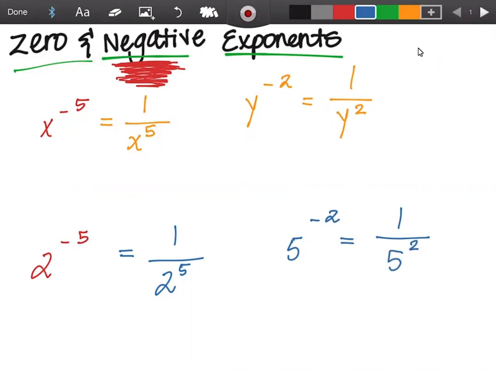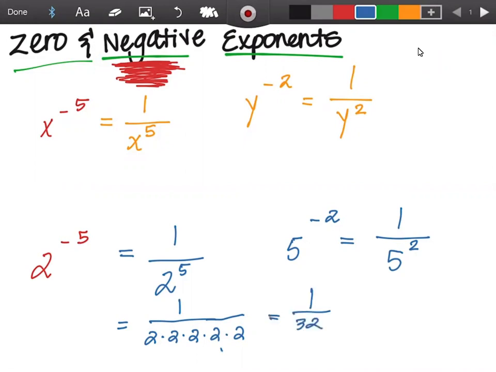Now, in some instances, when we're working with numbers and not variables, we would like for you to simplify. So this would literally turn into 1 over 2 times 2 times 2 times 2 times 2, right? Because there are 5 2's and you would have to multiply that. So this would be 2 times 2 is 4, 4 times 2 is 8, 8 times 2 is 16, and 16 times 2 is 32. So it literally would be 1 over 32.